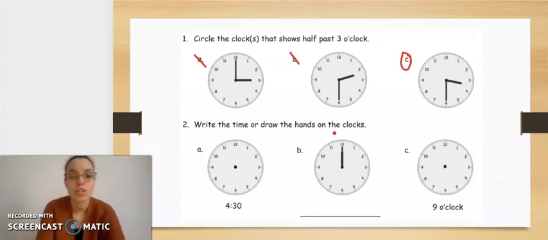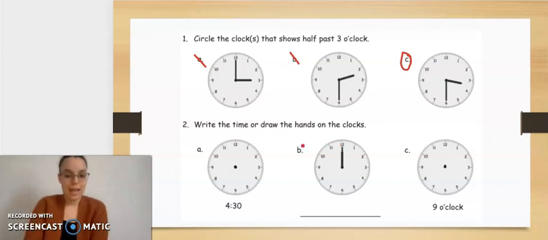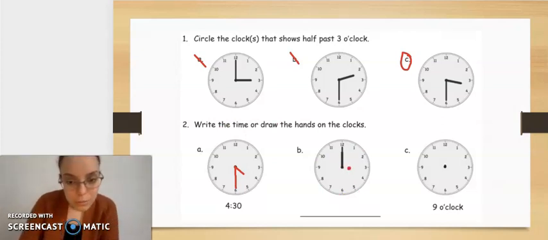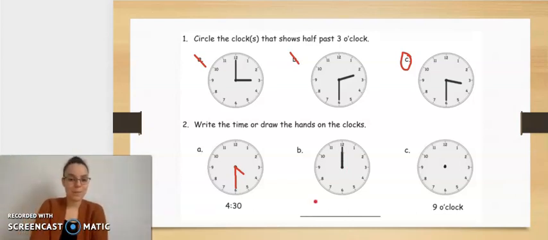All right, let's do this one. Write the time or draw the hands on the clock. A, we need to draw 4:30. 4:30 means 4:30. So let me draw my hour hand halfway past the 4 and my minute hand on the 30, which means 6. There we go. Write the time. What time does this clock say? Where's the hour hand? Oh, it's underneath the minute hand. Oh, so both of them are pointing up, which means what time is it? Yep, 12 o'clock.